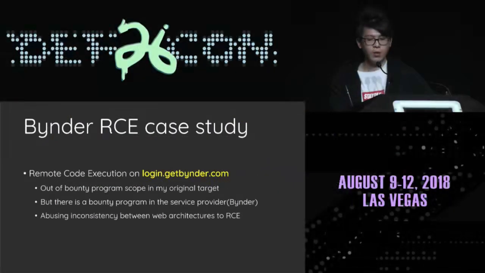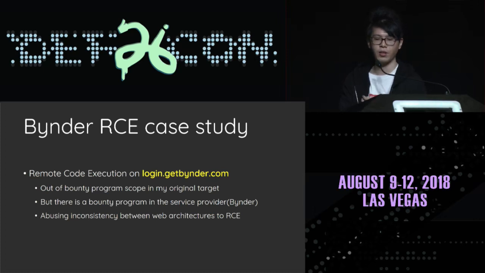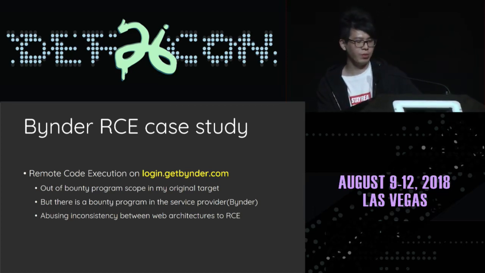Okay, so next, what can we do if we bypass the access control? We will show a code execution case in a bounty program. Basically, I found this code execution in another bounty program. Although I got a code execution, I found my target is not in their bounty scope because it's a third-party service. But fortunately, there's also a bounty program at that service provider. So in the following case, I will use their site as the example.